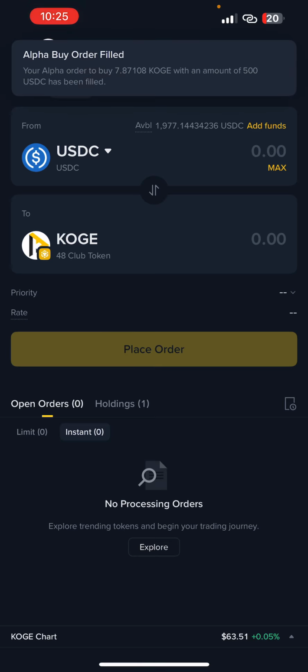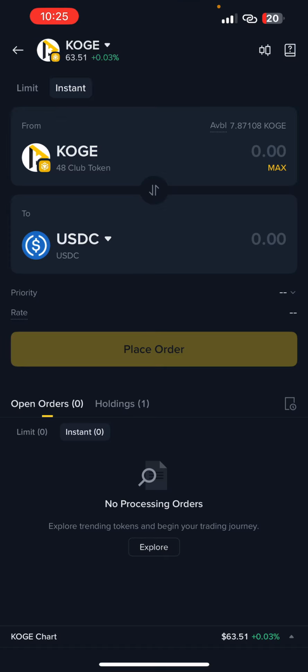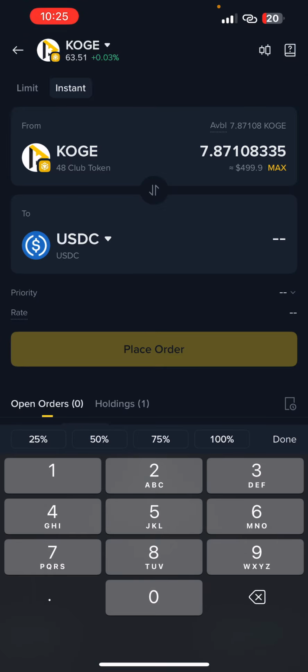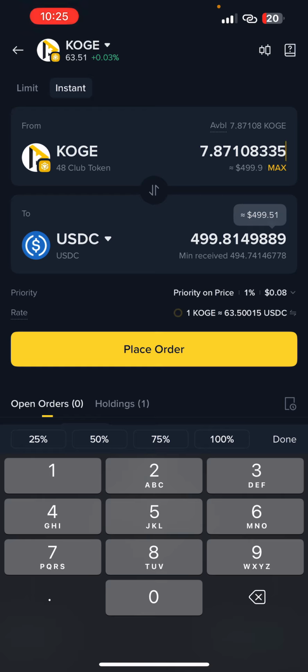I'll click on the toggle button to sell it. Click on the toggle button, have Koji at the top here. Then I click on max. You want to monitor the trade and see when it can give you anything above what you spent. I spent around $500. So if I see Koji going back to like $501, $502, remember, I'm not doing this as a trade. I'm just doing it to accumulate points. So anytime Koji gets back to around $500, 501, I will trade it. I know that I'm not losing any money on this trade.